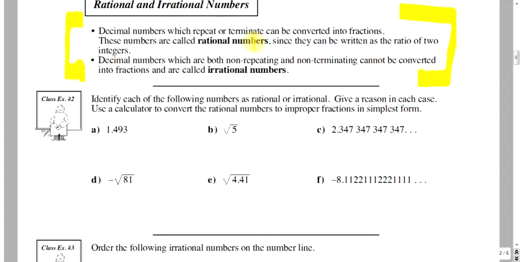Okay? Because our definition says decimals which repeat or terminate can be converted into fractions, like the ones we just saw. These numbers are called rational numbers. Okay? Any fraction is a rational number. So if you know 1/2 of this premise, you know the other half. If it doesn't, then it's not. If it's not rational, we call it irrational.